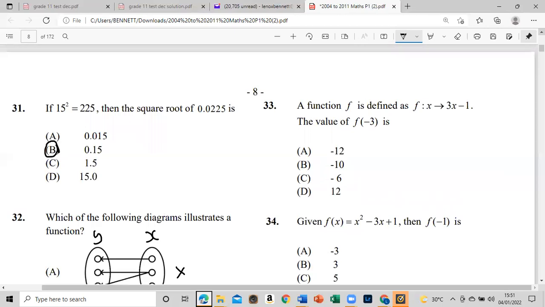All right, 33. A function f is defined as 3x minus 1. The value of f of negative 3. So right now, we just write about this.